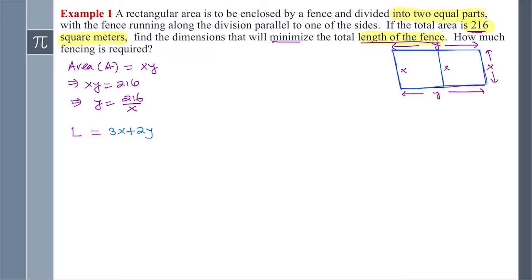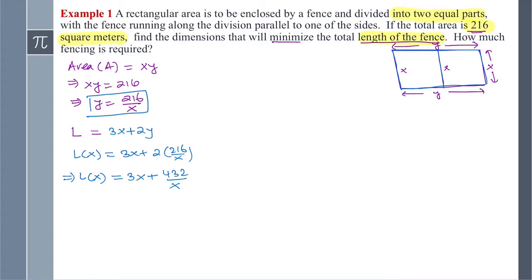Okay, so this is the objective function here. Now, as we know, we want to write these in terms of one variable. So that's why I already solved for y here. So I'm going to replace y with this one. So let's say L as a function of x equals 3x plus 2 times 216 over x, so we can write 2 times 216 over x, which is L of x equals 3x plus 432 over x. So this is the objective function, or the function that we are trying to minimize, okay?